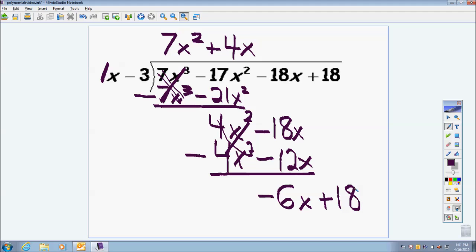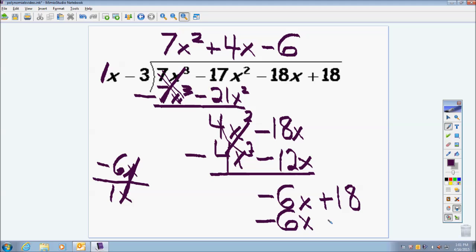Now, kind of a weird question here. You're going to have to take negative 6x divided by 1x. So it looks like this. It's negative 6x divided by 1x. Now, these x's are gone. So negative 6 divided by 1 is just negative 6. Now, when you're all done, you should have exactly the same thing. So if I take negative 6 times x minus 3, I'm actually going to get negative 6x plus 18. You always want exactly the same thing at the end.